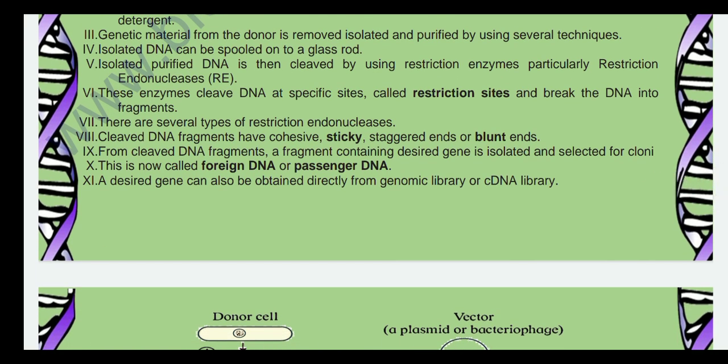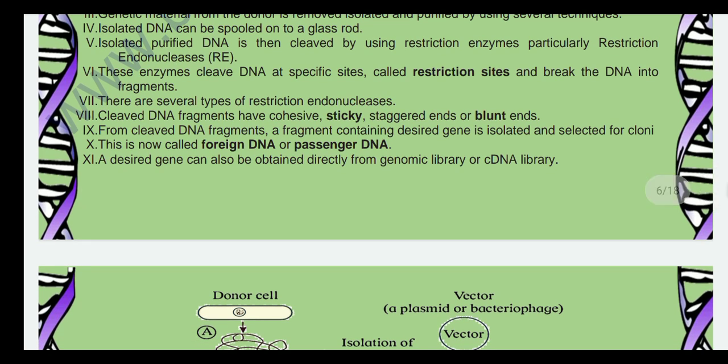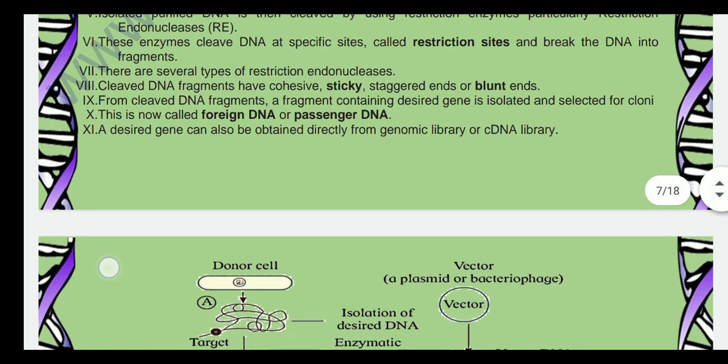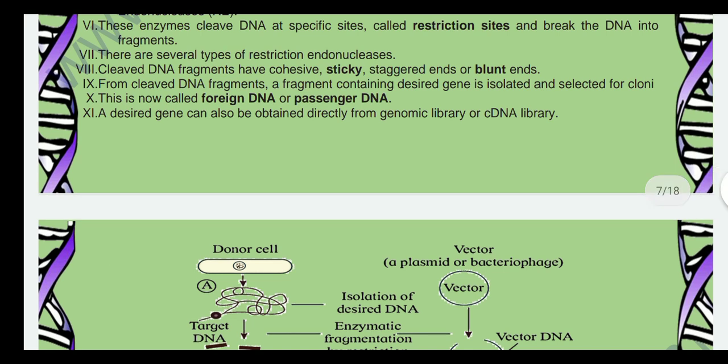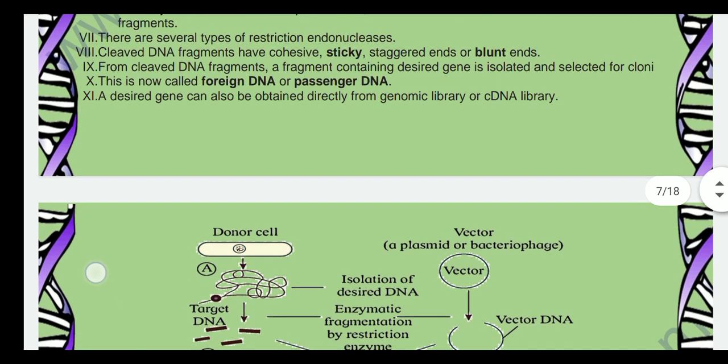This isolated DNA can be spooled on a glass rod. That means it can be transferred from one place to another using a glass rod, because it is attracted towards the glass rod. Isolated purified DNA is then cleaved using restriction enzymes, particularly restriction endonucleases, that is RE, which are specific for specific genes or genetic parts. These enzymes cleave DNA at specific sites called restriction sites and break the DNA into fragments.